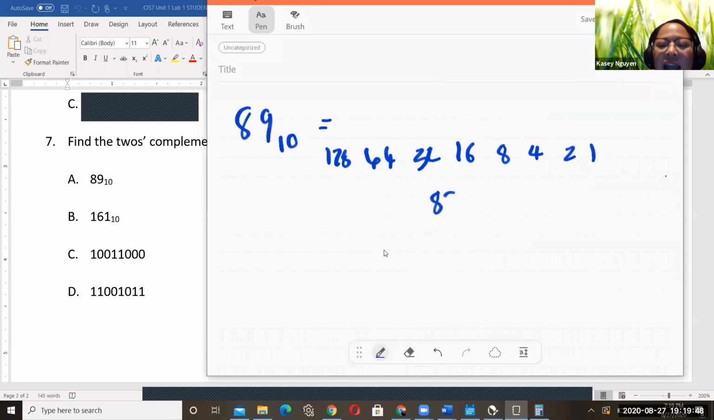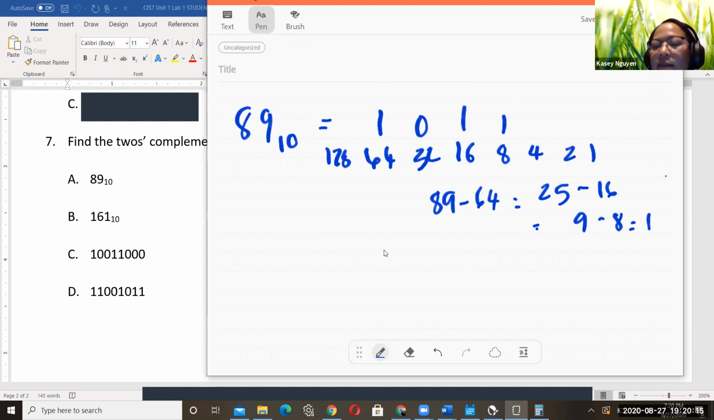So 89 subtract 64 is going to give me 25. I skipped 32 because that's too large. 25 minus 16 is going to give me 9. And 9 subtract 8 is going to give me 1. And then we're going to skip 4 and 2. And 1 subtract 1 is going to give me 0. Okay, so here's the binary equivalence.